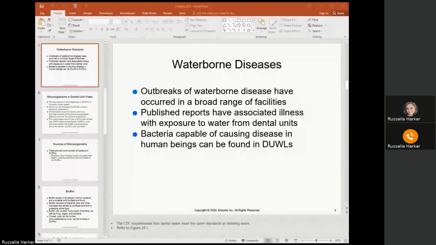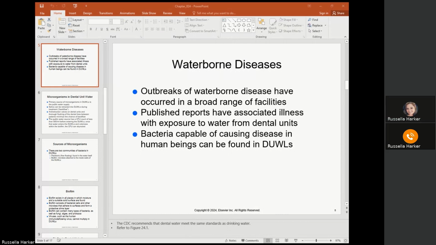Hi, this is chapter 24 of the MDA book, Dental Unit Waterlines. The presence of bacteria in dental unit waterlines was reported more than 30 years ago.